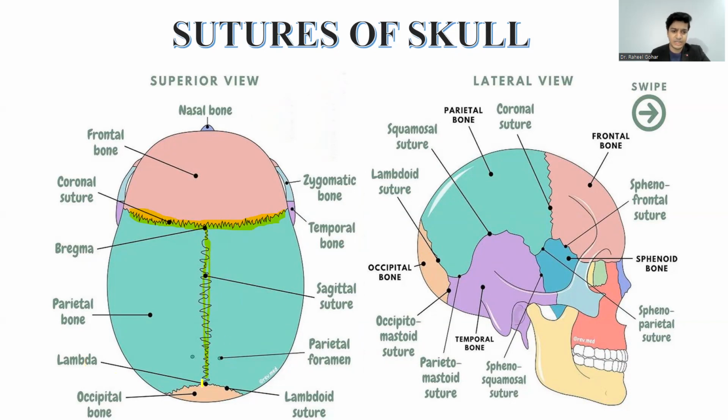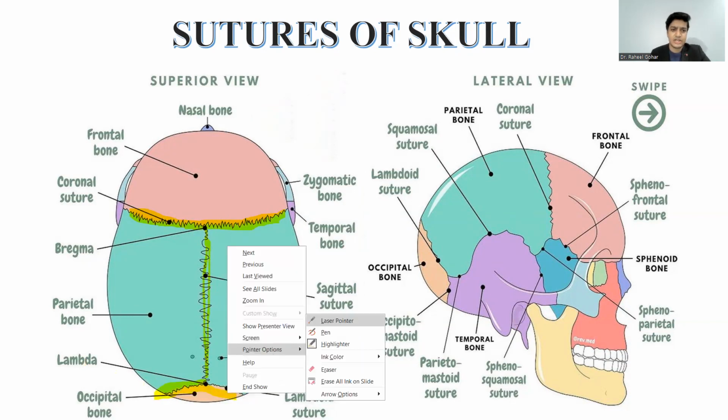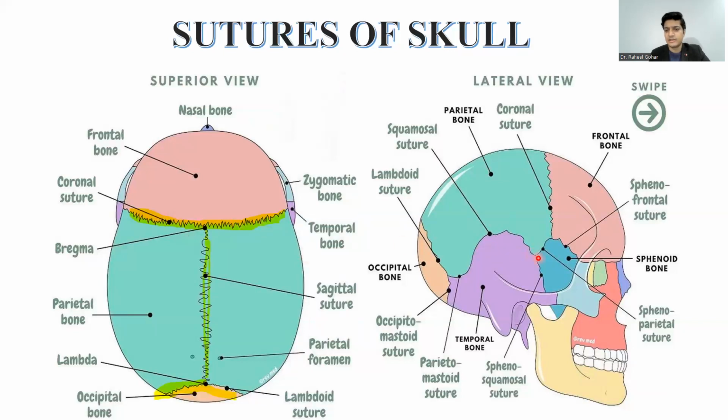Then finally, posteriorly, we have this structure here between the occipital bone and the parietal bone. This is known as the lambdoid suture. So these are the three important sutures. Then if we see the lateral view, this is the temporal bone, this is the parietal bone. This structure here is the squamous suture. So these are some of the important sutures which you should remember, which we will be able to identify on the CT scan brain plane as well.